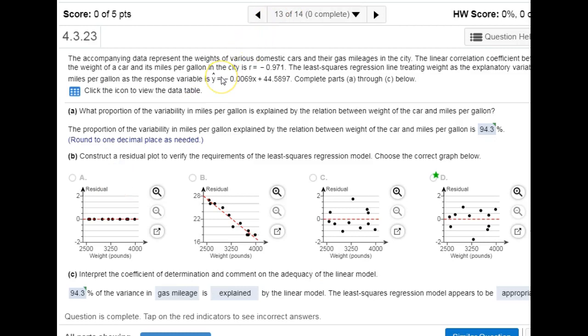For number 13, we're looking at the weights of various cars and their gas mileage in the city and seeing how those two variables are correlated. And we're given here our correlation coefficient, and we're going to use that in part A when it says what proportion of the variability in the miles per gallon is explained by the relation between weight of the car and miles per gallon. So it's asking what percent of the y variable is explained by the least squares regression relationship, and I talked about this in number 12. That's measured by the coefficient of determination, which is r squared.